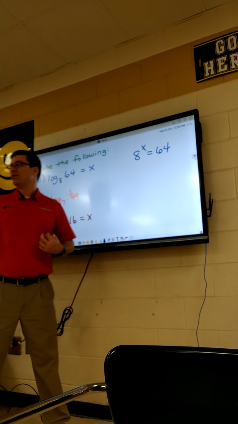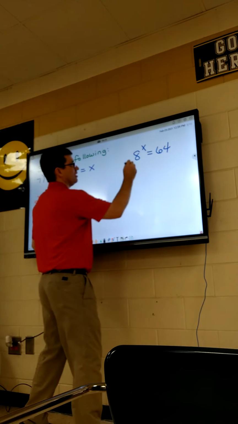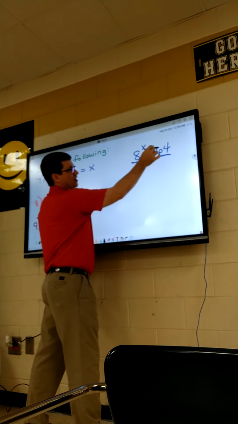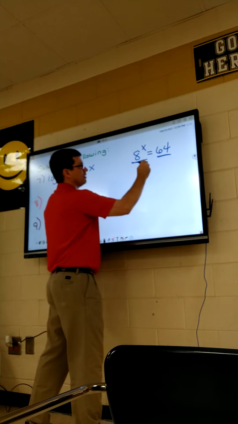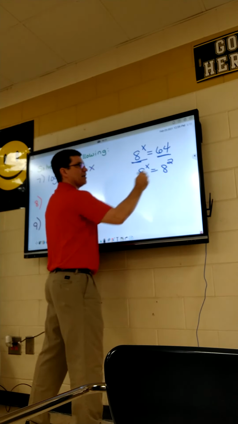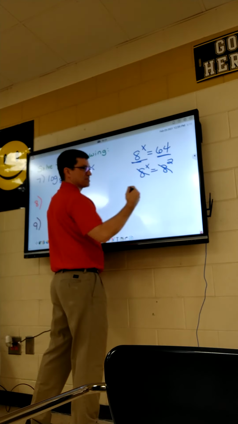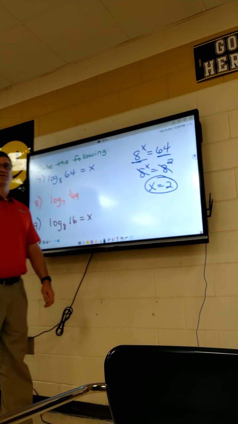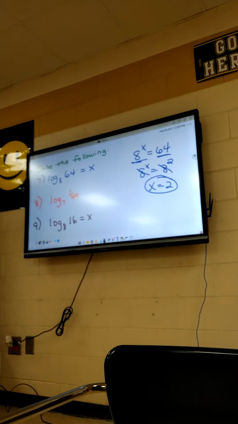What if you can't do that in your head? How do you do it? Let me show you. Just like last week, we got to make these numbers the same, right? How do I make 64 into an 8? I do 8 squared, right? Mark these out just like we did last week. My answer is x equals 2. So that's how you'll work it out by hand if you don't know it in your head.